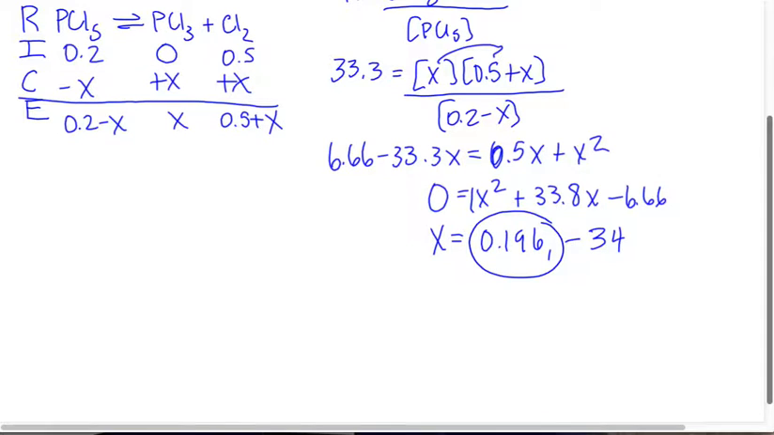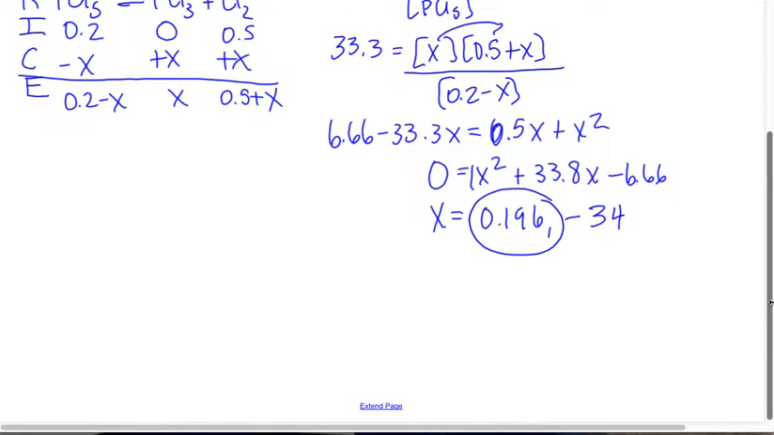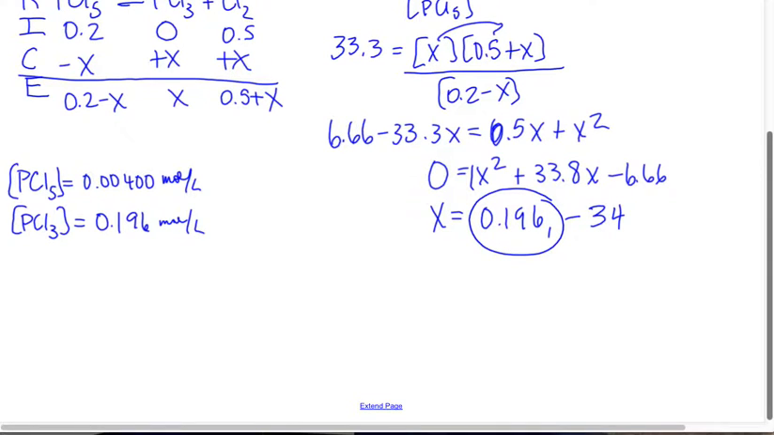All right, so if X is that, we know that our concentrations are PCl5, concentration at equilibrium is going to be, what's 0.2 minus 0.00400? So our PCl3 then is equal to X itself, which is 0.196. And then our Cl2 is equal to 0.5 plus that, so 0.696. And those are my concentrations.